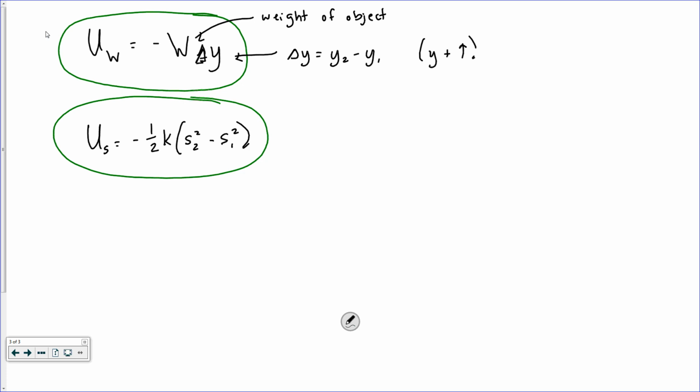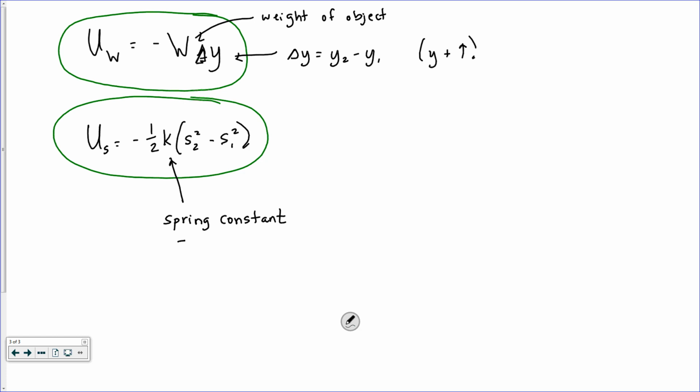Now in this work done by a spring, we have this value K. This is known as the spring constant. Spring constant is not a force. Remember that. The spring constant is not a force. It is a constant value that indicates how strong that spring is. Is it really bouncy or is it really stiff?